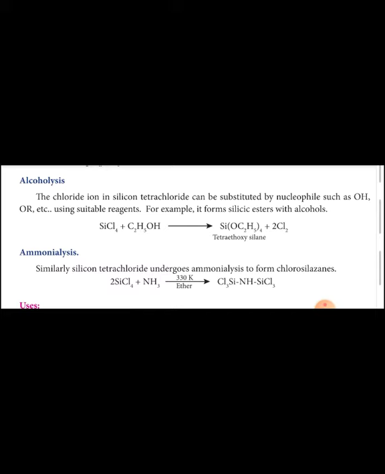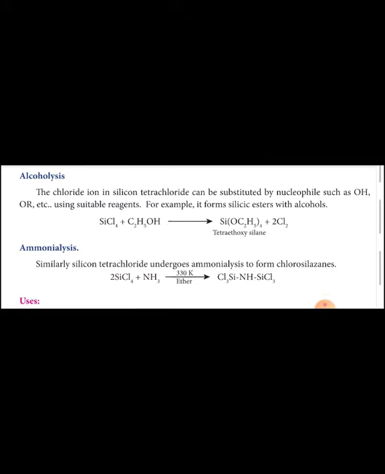Next is ammonolysis. That means using ammonia, we break the bond of silicon tetrachloride. When it reacts with ammonia at 330 Kelvin in the presence of ether, it forms chlorosilazane. The silazane formula is Cl3Si NH SiCl3. So these equations, alcoholysis and ammonolysis, you have to write, very important.